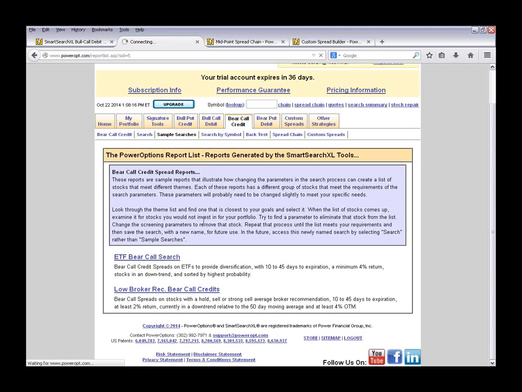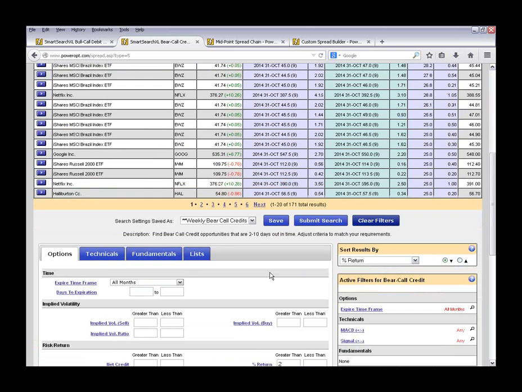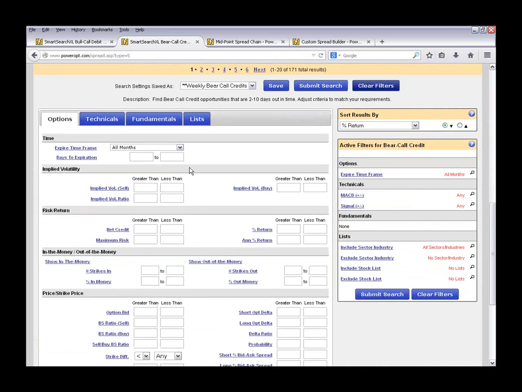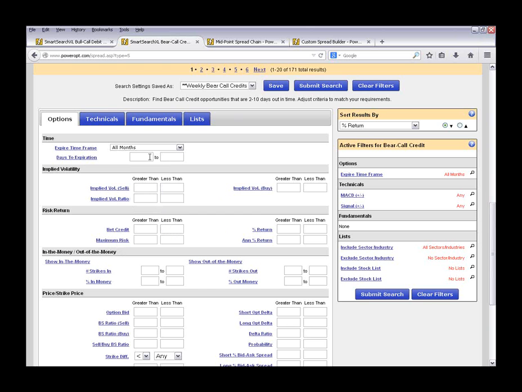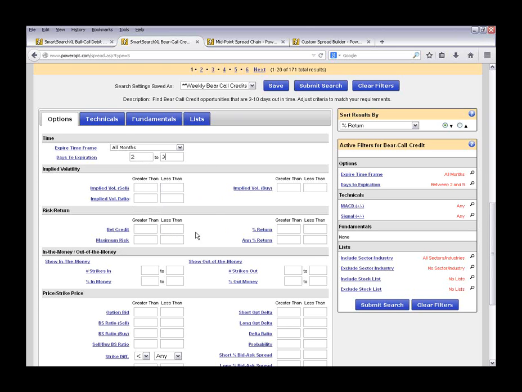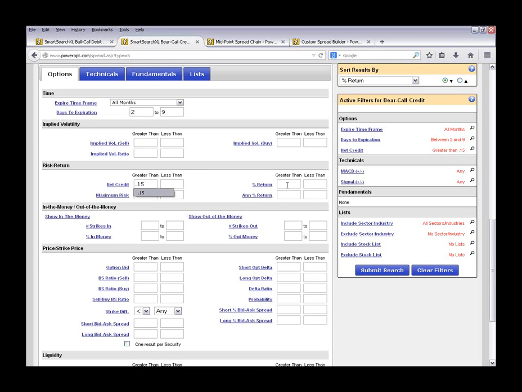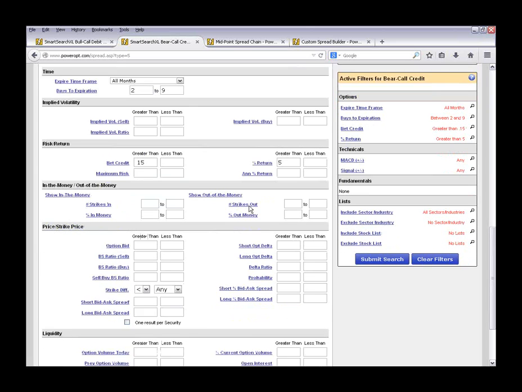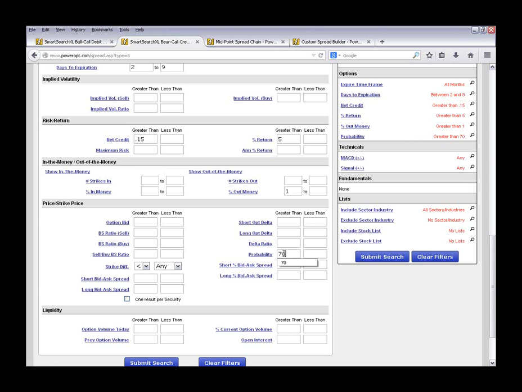But while we're here today, let's go back to that search for bear call credits. Let me clear the filters out here, and let's look at a weekly series. Okay, so we're going to do all months once more. We're going to go 2 to 9. And we're going to keep some of our weekly criteria that we'd expect to see. We're going to look for a net credit of only 15 cents or more. We're going to look for a percent return of about 5% or more. We're only going to want to be 1% out of the money to start with. We're still going to keep our probability 70% or more.